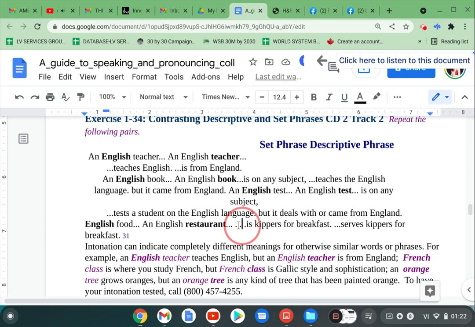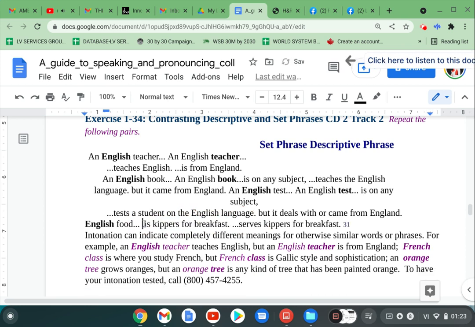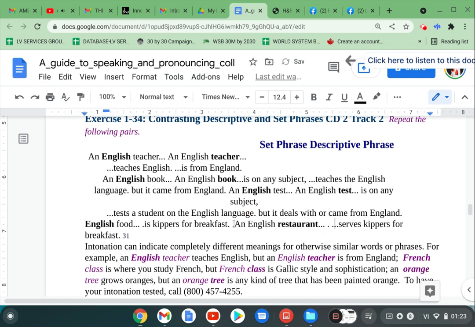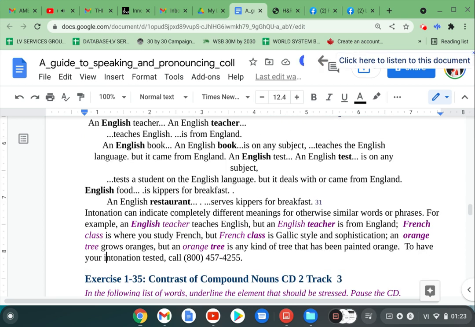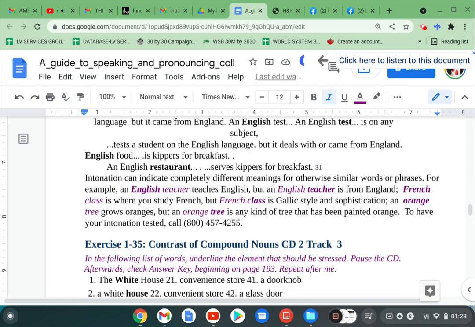Intonation can indicate completely different meanings for otherwise similar words or phrases. For example, an English teacher teaches English, but an English teacher is from England. French class is where you study French, but French class is Gallic style and sophistication. An orange tree grows oranges, but an orange tree is any kind of tree that's been painted orange.